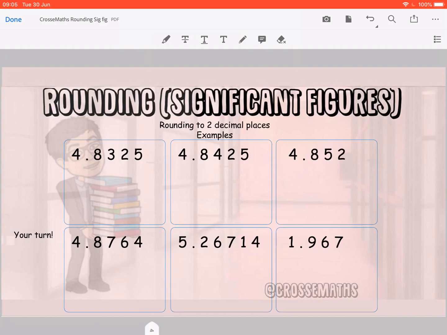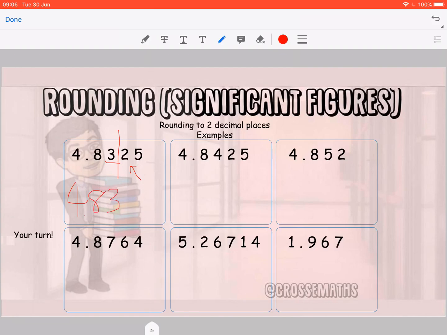Same thing if you're doing 2 decimal places. You're just counting across an extra space and drawing your line in. So I'm going to count across 1, 2, line goes in there this time, and the 3 is the number I'm rounding. Look to the right of my magic line. Is that number 5 or more? No, it's not, so my answer is going to be 4.83.